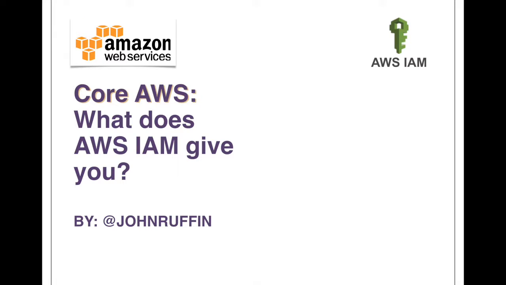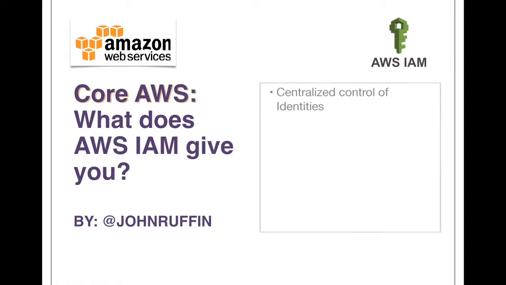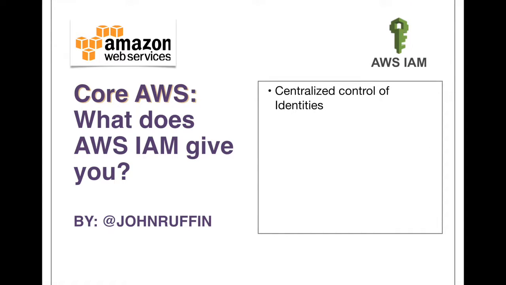So what does AWS IAM give you? What does it give you? Well, it gives you centralized control of your identities. One place, one centralized repository to manage all of your identities. It gives you policies, and one that comes to mind is the password policy. Typically, you might want to say, hey, you need to change your password every 90 days. Or you might want to have a policy that says a password needs to have uppercase, lowercase, and a special character. That will be a policy.